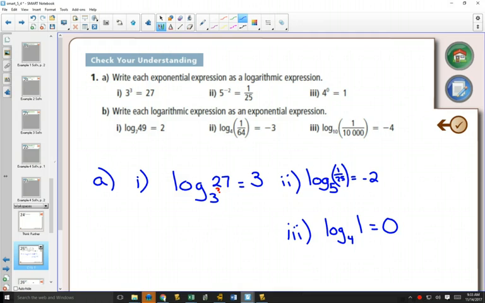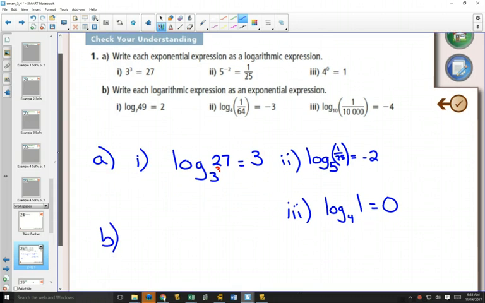Okay, part B. We want to write each of these logs as an exponential expression. So again, we look at it: log 7 of 49 is 2. So 7 is your base, the 2 is your exponent, and 49 is your answer. If I put that tiny little question mark in there, 7 to what power is 49? The answer should be 2.